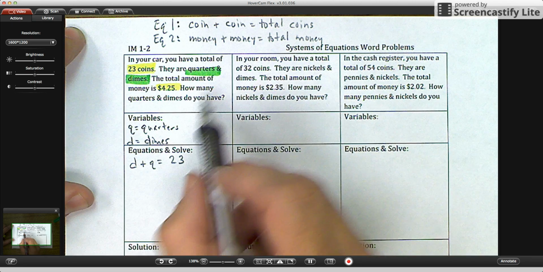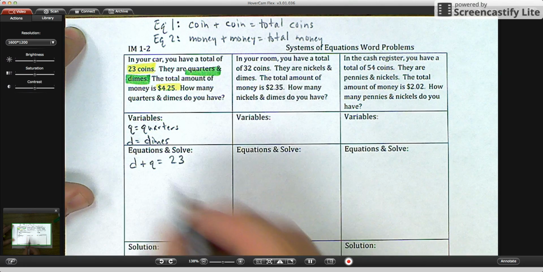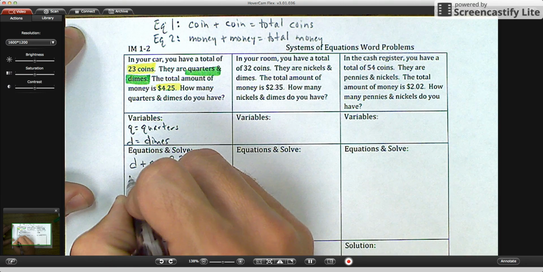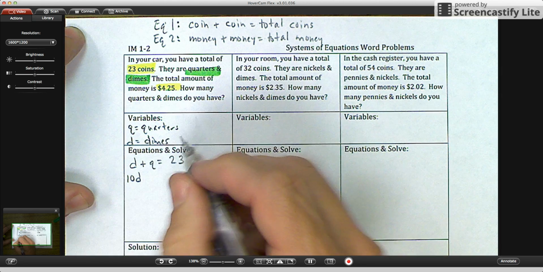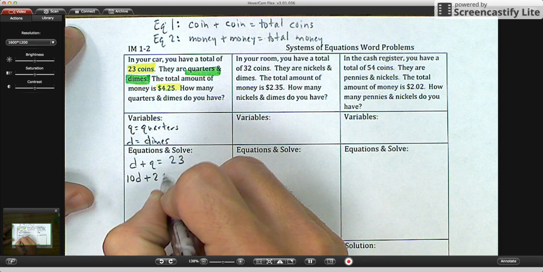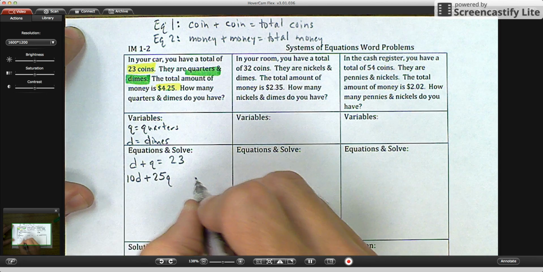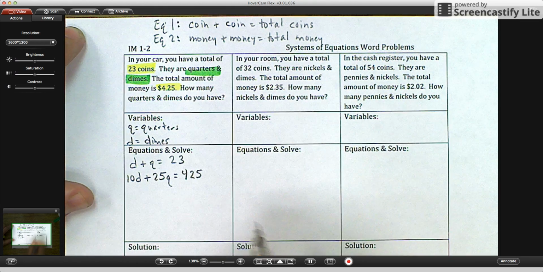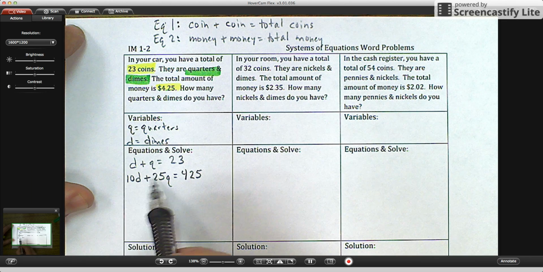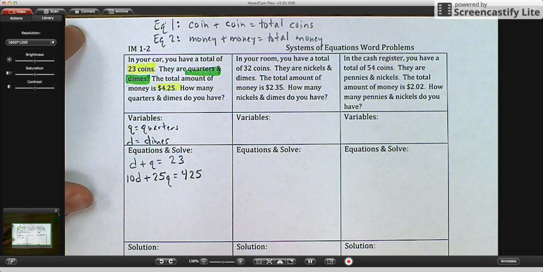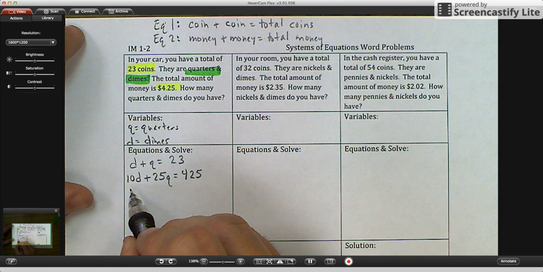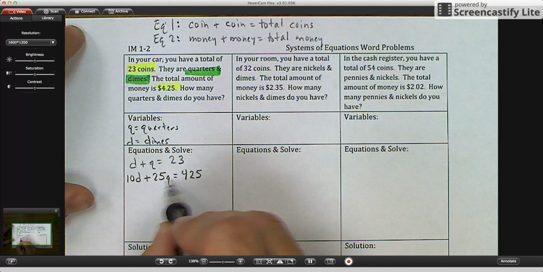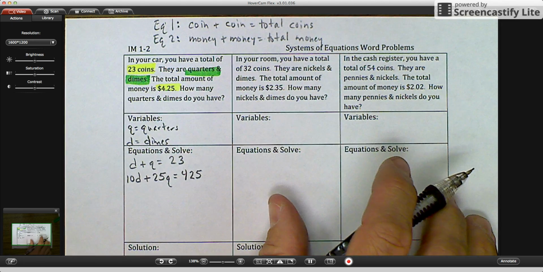And then the second thing we have to deal with is money plus money equals total money. Well, I still need my variables, but I'm going to add the denomination to them. So 10D because there's 10 cents per dime plus 25Q because there's 25 cents in a quarter is equal to $4.25. Now, if you'll notice, I didn't put any decimals with my numbers, because it's just easier not to work with decimals. So if you move the decimal point 2 spots to the right on one of them, you can do it on all three, and it works.